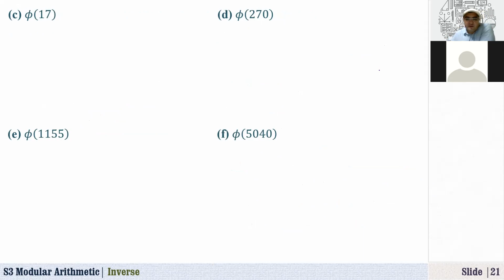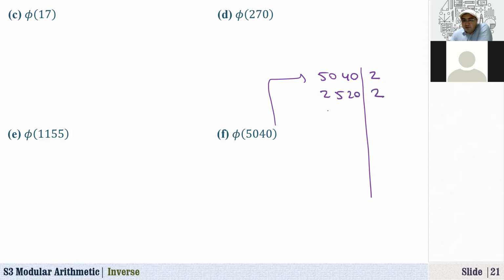The big one is 5040. Let's just do F. So to do F here, 5040, right? So first we have to find its prime factorization. Okay, divide by 2. Here we have 2520. Divide by 2, it is 1260. Divide by 2, it is 630. Divide by 2, it is 315. Now it's not divisible by 2. Divide by 3, 105. Divide by 3, it is 35. Divide by 5, it is 7.